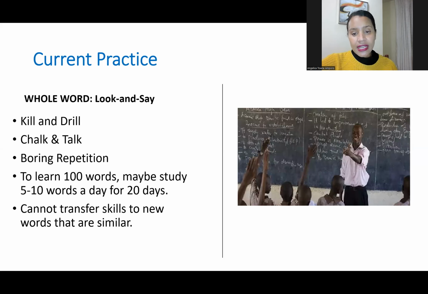The other thing is that it's a lot of words often, right? For us to be able to learn 100 words, you might have to study 5 or 10 words a day for 20 days just to learn 100 words. And once you learn those 100 words, maybe you learn the word snaps, you can't transfer that to new words, even if they're very similar in their spelling. So just because you can read the word snaps, that doesn't mean you could read the word pans, even though that has exactly the same letters, just in a different order.